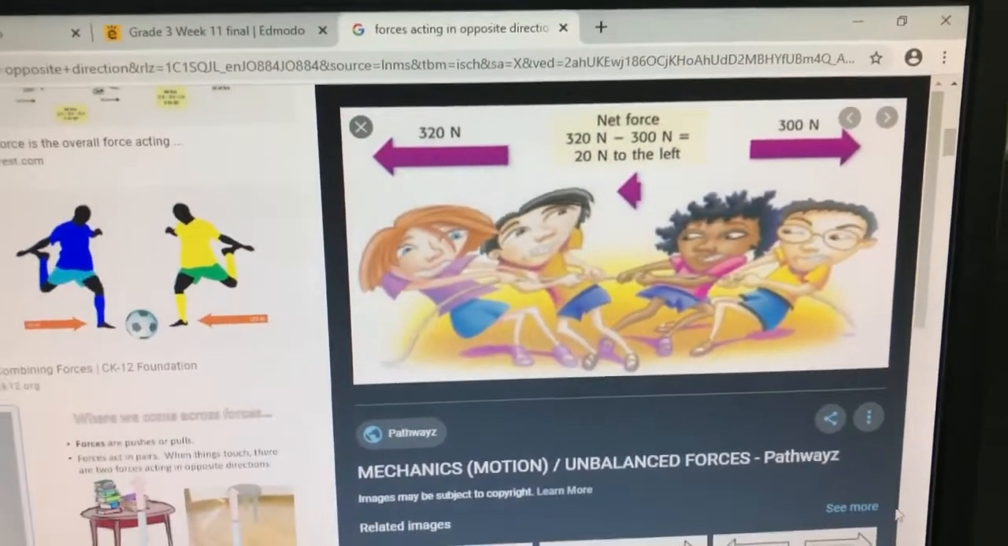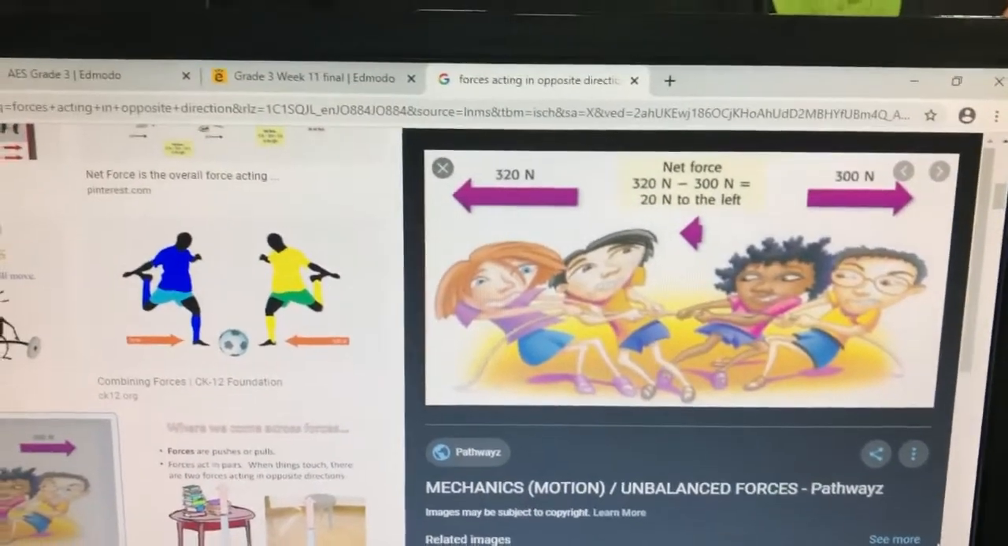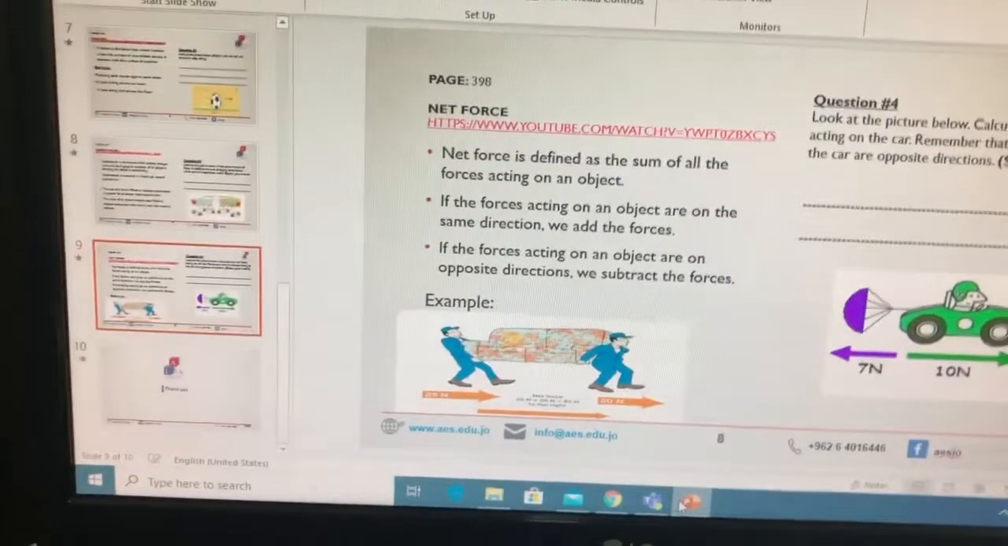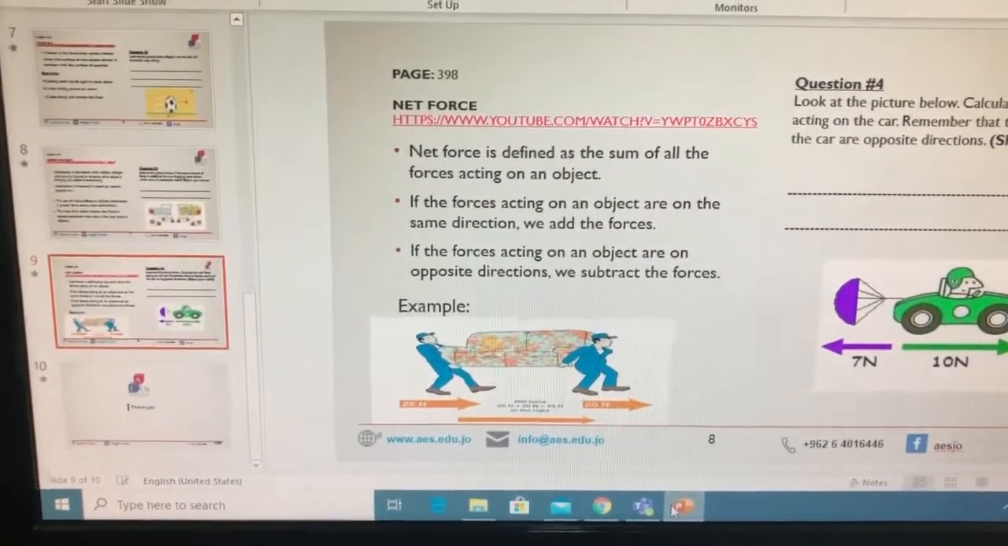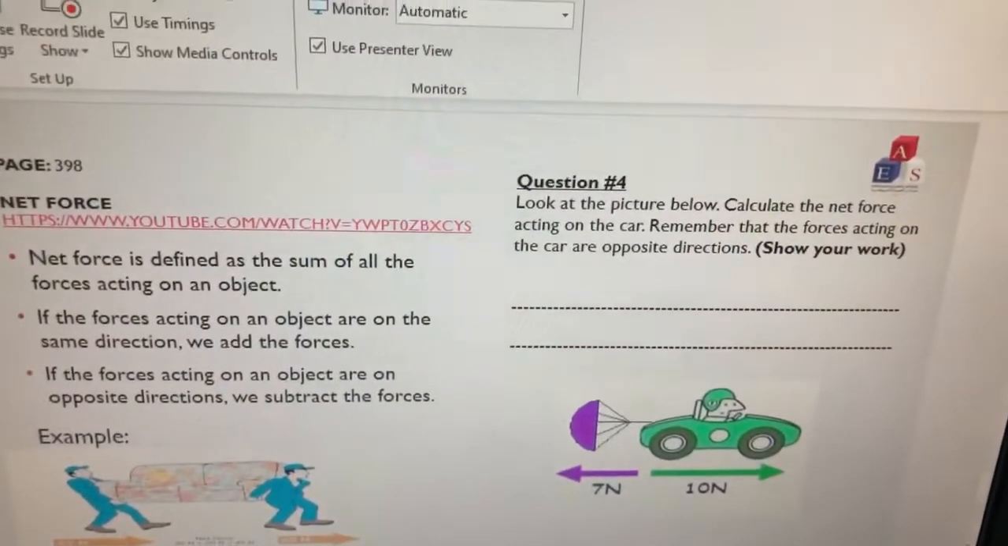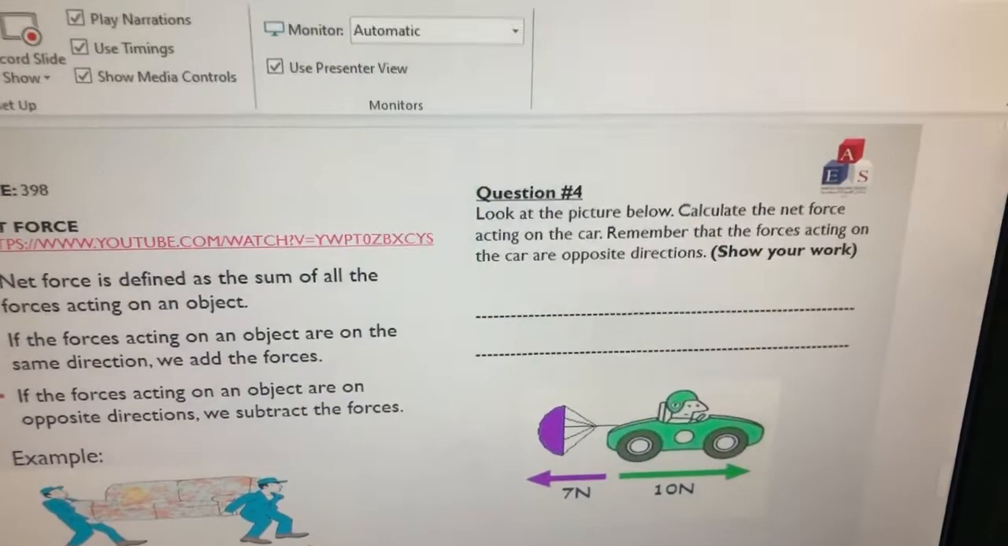So do you understand how we know when to subtract and when to add? Based on if they're going, again, in the same direction, we add, and if they're going in opposite directions, we subtract them. And this one is for you to do. Now you can try it on your own. I think it will be easy for you.